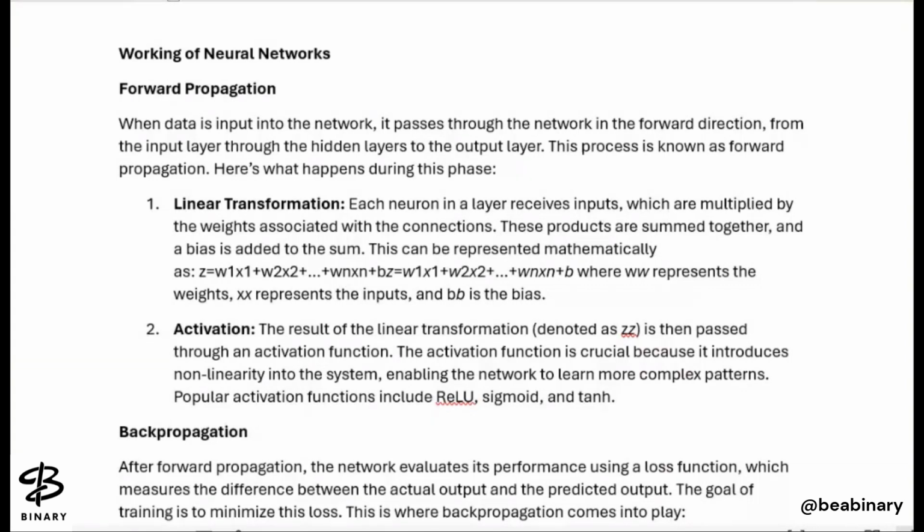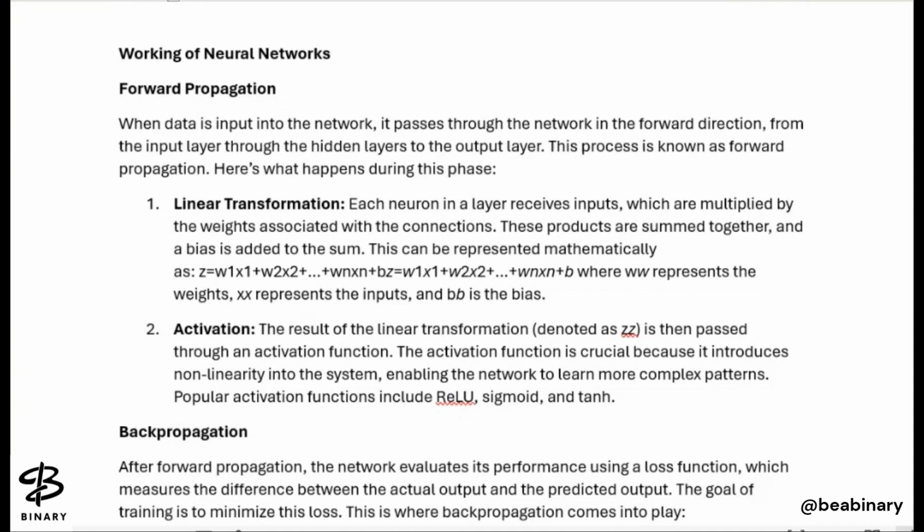So when data is input into a network, it passes through the network in the forward direction, from the input layer through the hidden layers to the output layer. This process is known as forward propagation. This is what happens during this phase when we are talking about the linear transformation.